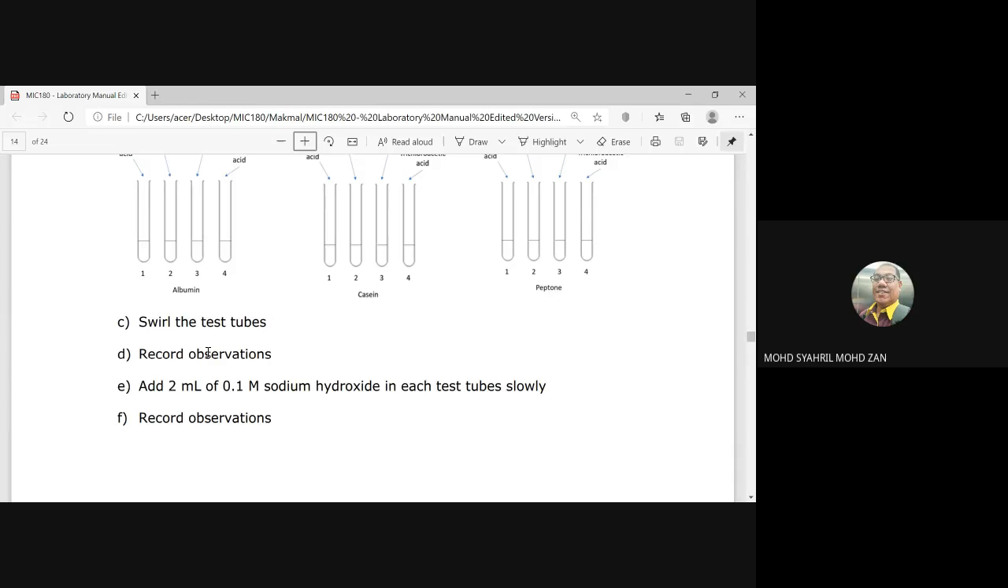After that, you put 2 ml of 0.1 molar sodium hydroxide in each test tube slowly, and then record the observation. So again, test 3 is to see whether a precipitate is present or not.